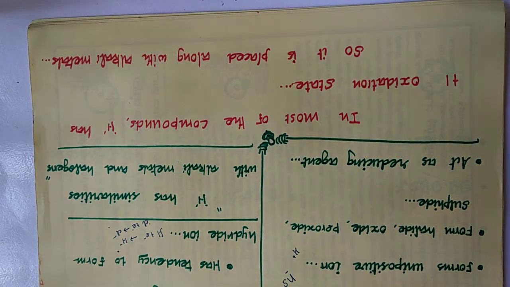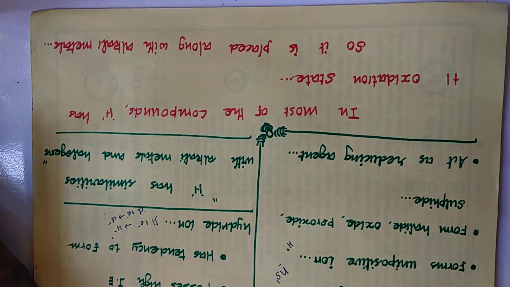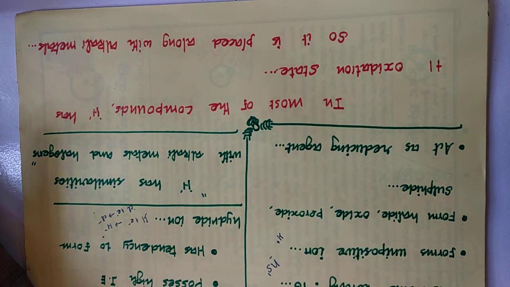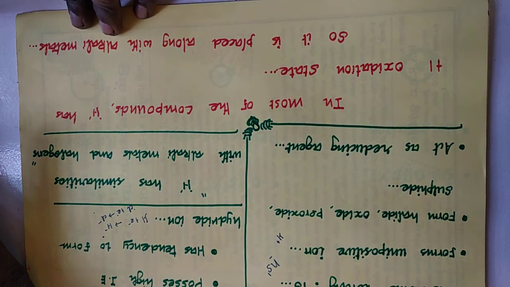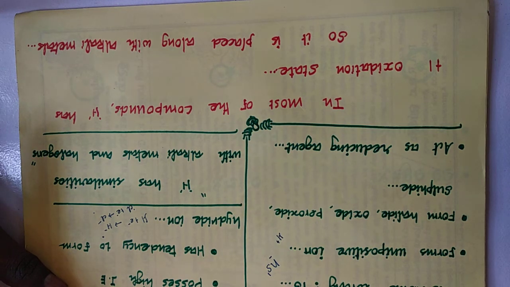In most of the compounds, if you analyze many compounds, the oxidation state of hydrogen is +1. It is existing in the +1 oxidation state, and +1 oxidation state is the property of alkali metals. Only alkali metals will possess the +1 oxidation state. So they came to a conclusion that hydrogen has to be placed along with alkali metals. So in most of the compounds, hydrogen has +1 oxidation state, so it is placed along with alkali metals. Okay, do you have any doubt with the position of hydrogen in the periodic table? I think there will be no doubt. Okay.